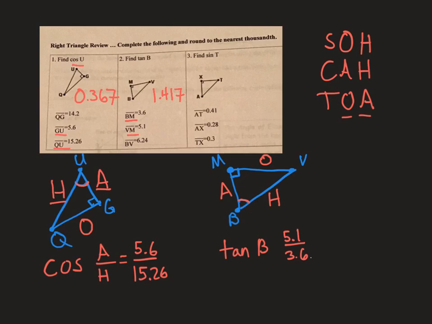I'm going to go ahead and give you a moment to try number 3. It is asking for sine of t. You need to find your opposite and hypotenuse, and then divide your opposite by the hypotenuse. So go ahead and take a moment. Okay, so what you should find is that your sine of t comes out to be 0.683.